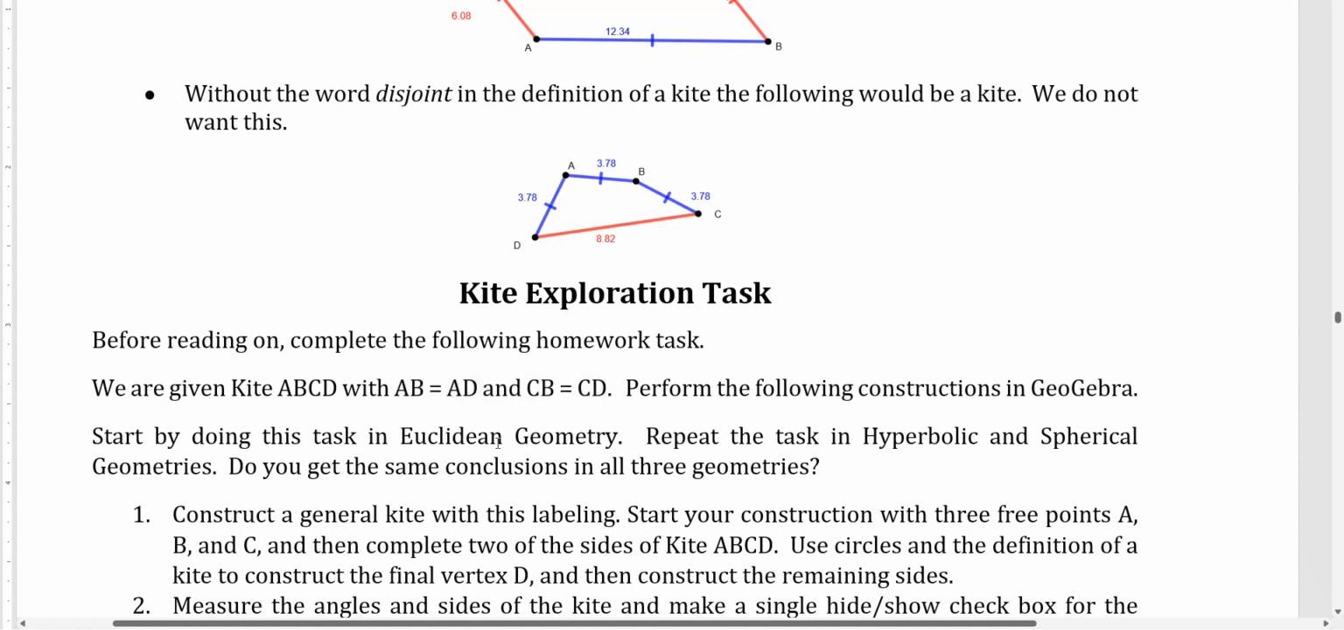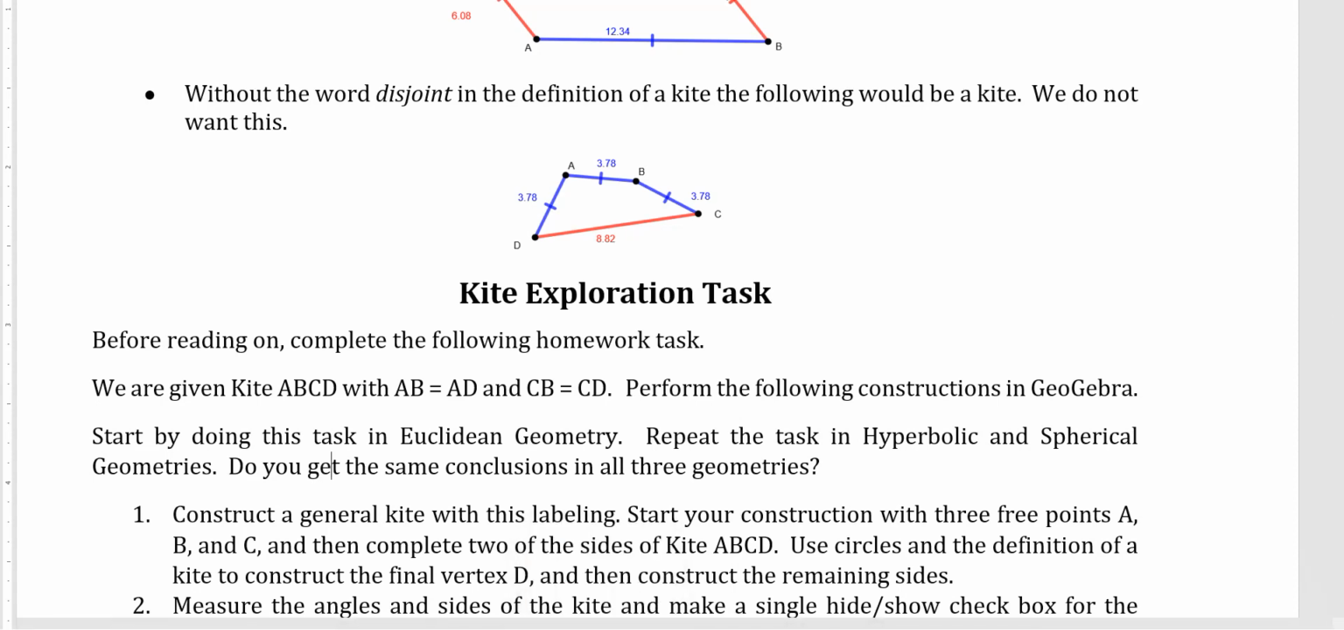So first of all, you want to make a kite. Well, how do you go about making a kite? There's actually several ways to go at it, but one of the best ways to do it using the definition of a kite is to start by just picking three free points, A, B, and C. Go ahead and make your sides AB and BC line segments. And then use circles in the definition of a kite to construct the final vertex D. And then finish by constructing the remaining sides. Okay, so see if you can do that in GeoGebra now. Press pause on the video and come back when you finish that. Press pause now.